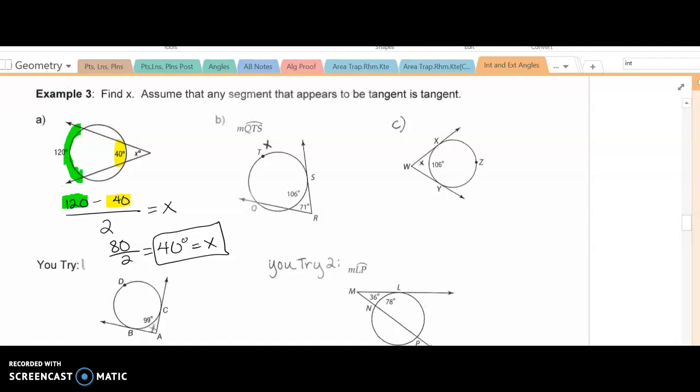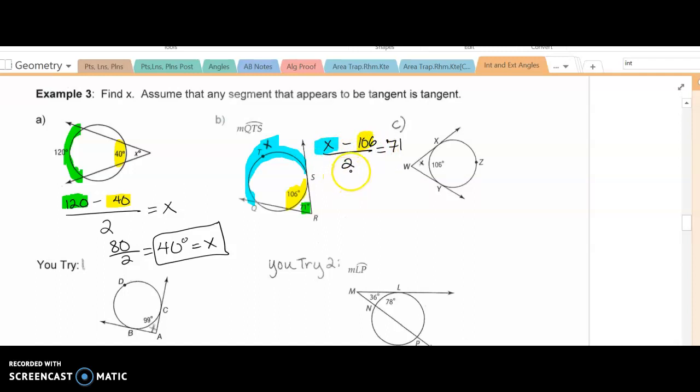This one is a little bit more exciting because this time we don't know one of the arcs between the two secants. We know the 106 of the arcs in between the two secants. We already know the exterior angle is 71. So the formula is we take the big arc, we subtract the little arc, and divide by 2, and that's equal to the exterior angle, which in this case is the 71.